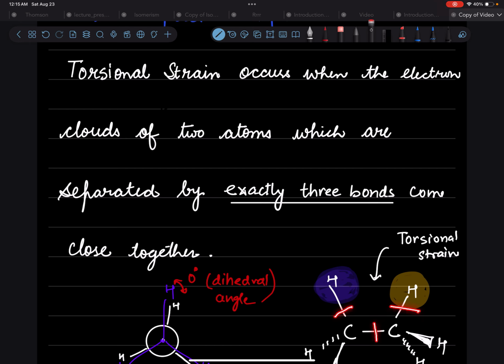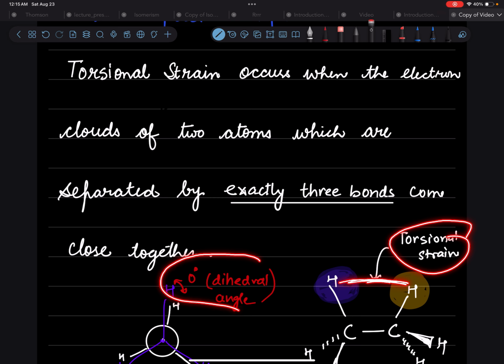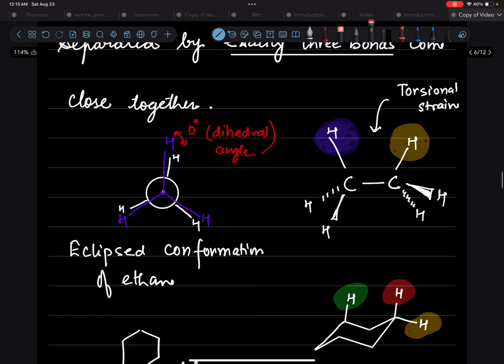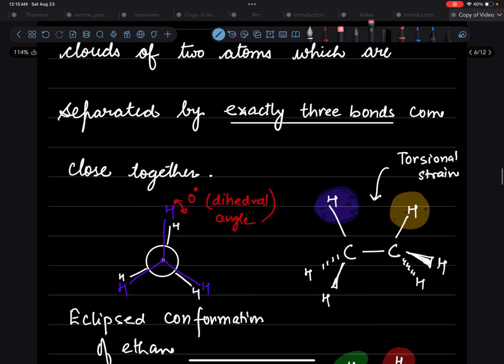So the kind of strain between these two hydrogens is torsional strain, and it is maximum when they are in the eclipsing conformation, as in the case of eclipsed ethane, when the dihedral angle is 0 degrees. So the hydrogens are quite close, their electron clouds start repelling, and that's what torsional strain is, right? Now the important thing is that they should be exactly 3 bonds apart.